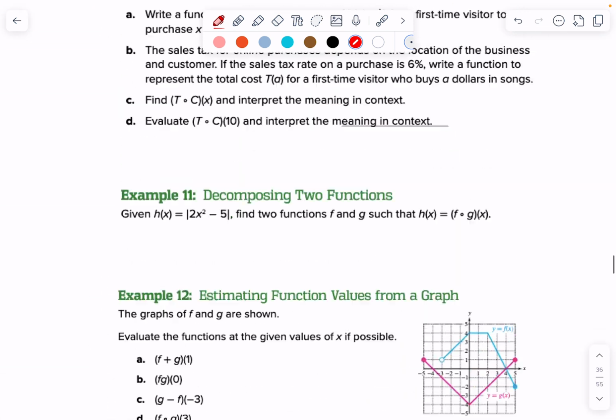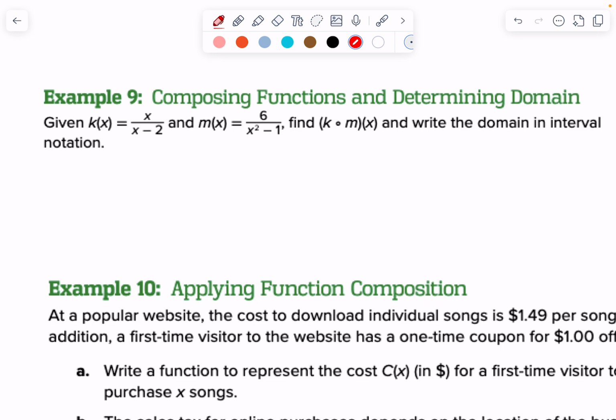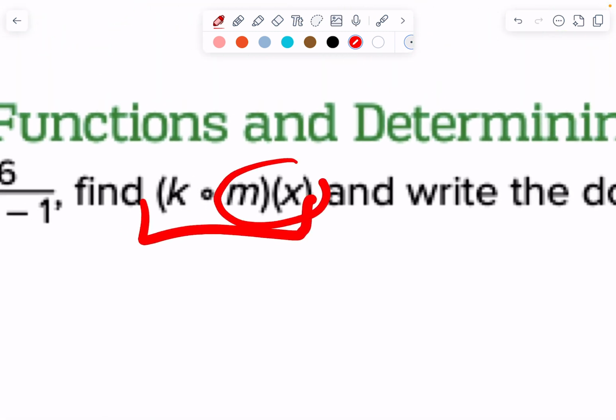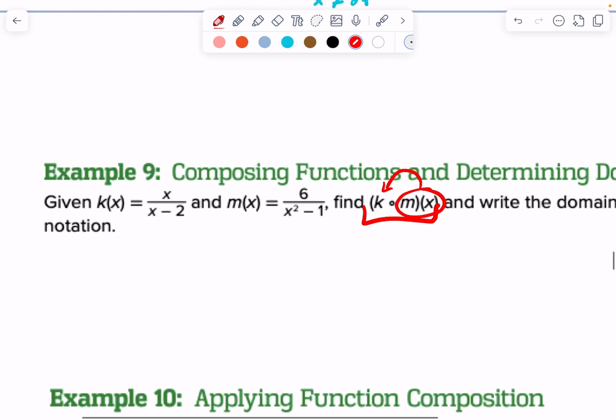What do we have left? Okay, example 9. Write the domain in interval notation of K composed of M of x. Which one's the inside? M is the inside. It's going into K.